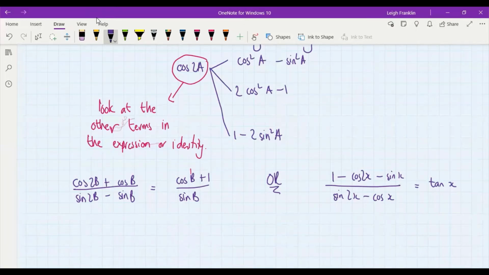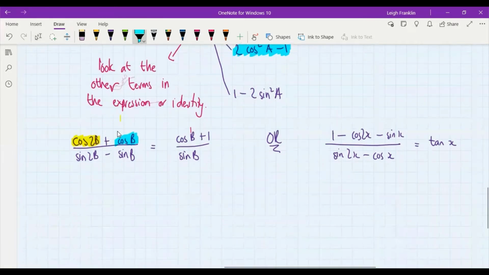So this is what I want to show you, all right? When I said to you, look at what the cos 2a comes with. So here you can see your cos 2a at the top. It comes with cos b. So when it comes with cos b, use 2 cos squared a minus 1 in the place of cos 2a. And then that can become a trinomial, which you could factorize, and I'll show you that now.